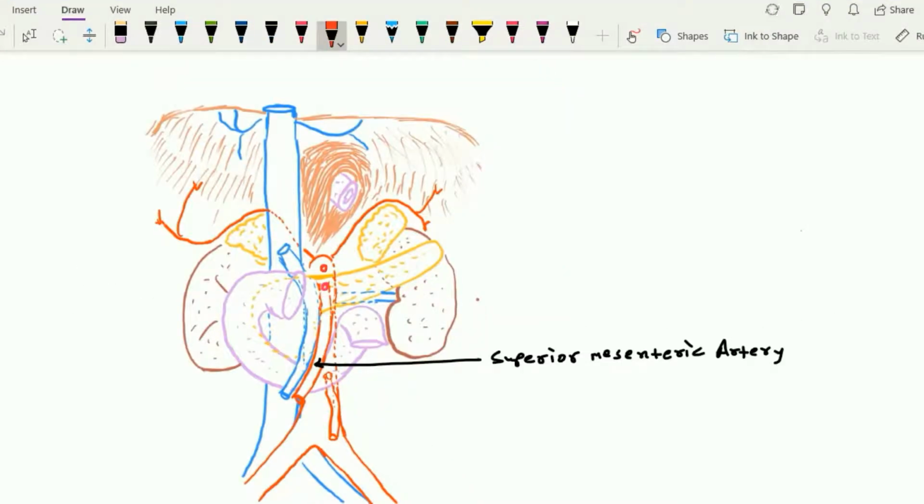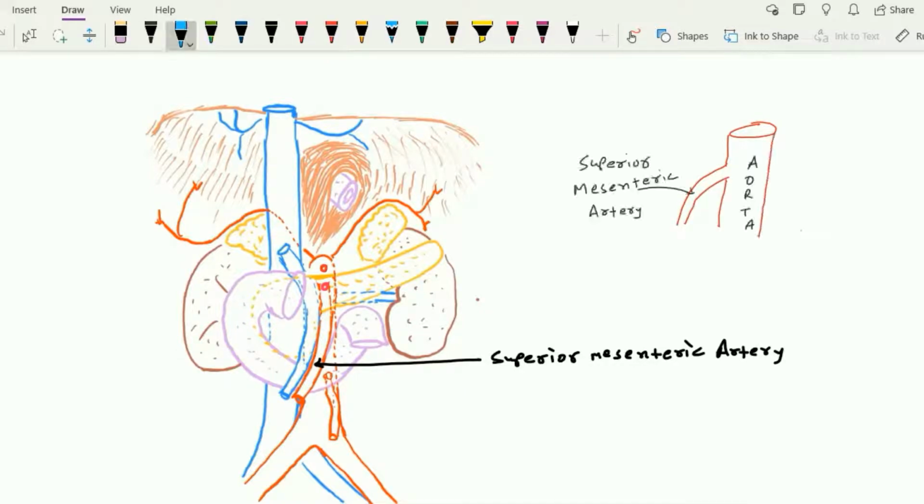As we know, the superior mesenteric artery is sandwiched between the splenic vein above and the left renal vein below. When we take a section, we can appreciate that this is the abdominal aorta, from where the superior mesenteric artery arises from its ventral aspect, and the superior mesenteric artery is sandwiched between this splenic vein above and the left renal vein below. So here this is the left renal vein, and this one is the splenic vein.